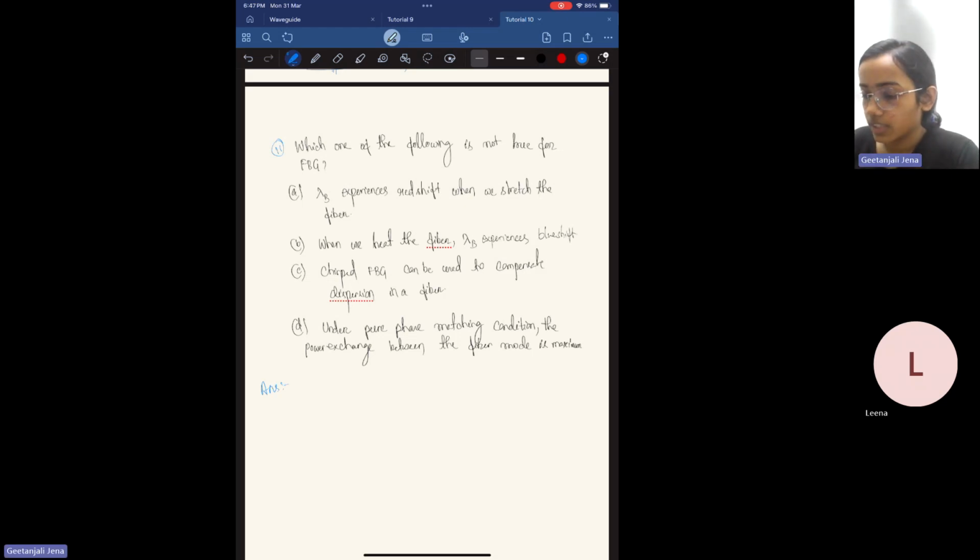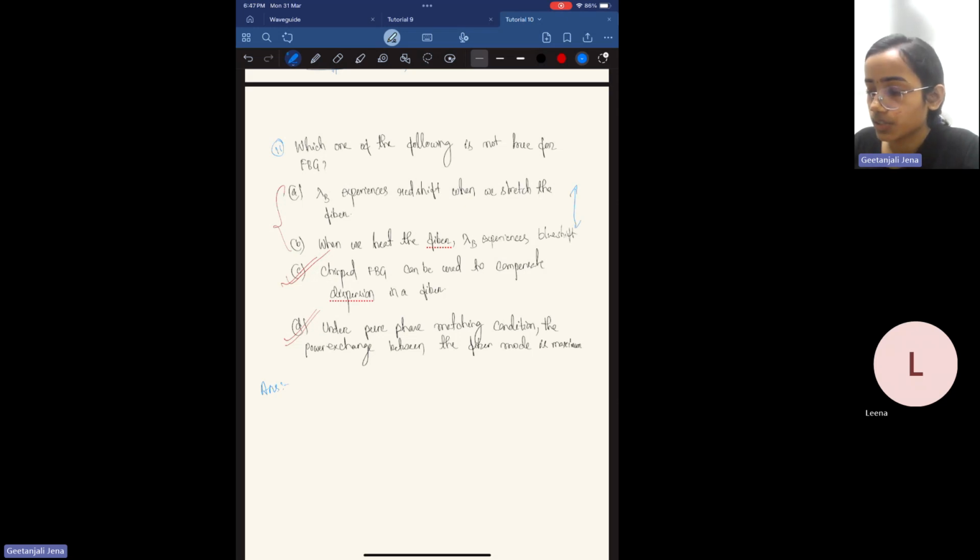Okay, either A or B. Okay, your guess is correct. Of these options, we have already seen the chirped one, and this is also true. For this case, what we need to see is how the Bragg condition is getting affected, because from that we can easily guess which one of the following is not correct.